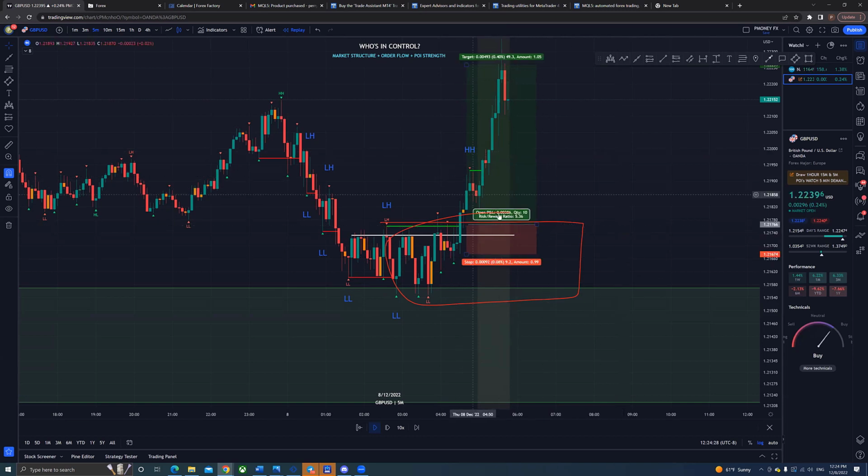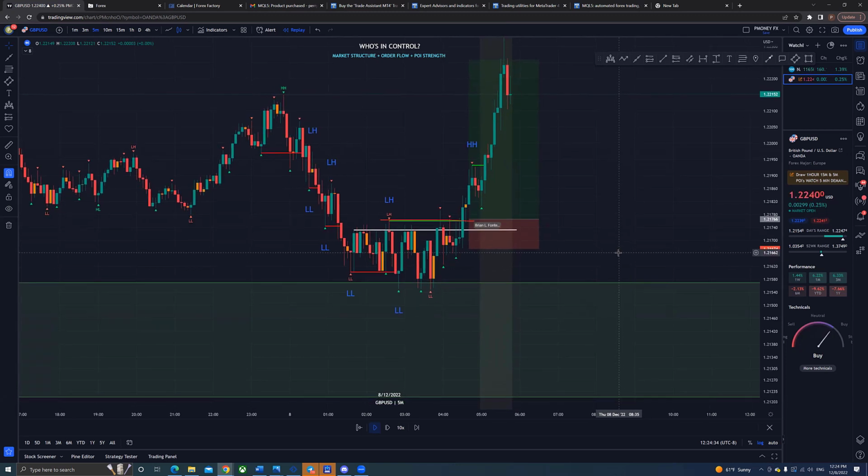So this is something you wouldn't even take? No. Not until it breaks here. No. There's no demand zone here though, obviously, right? There is a demand zone though. Yes. There are a bunch of demand zones right there.